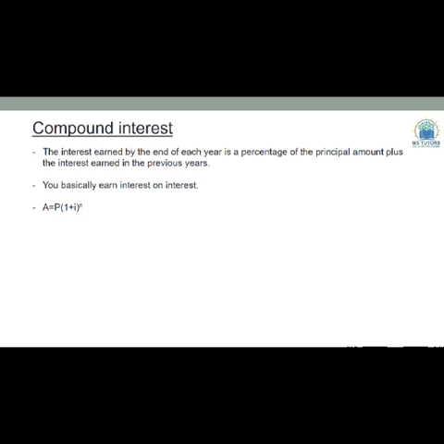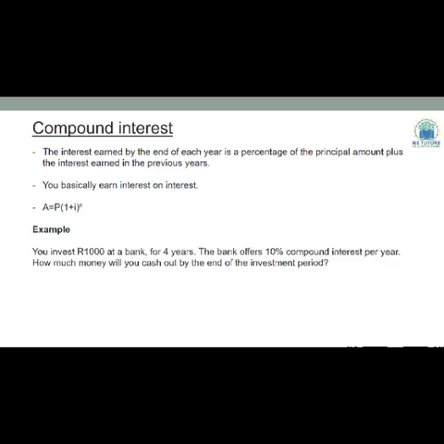Now, another example, which is similar to the previous example. You invest 1,000 rands at a bank for 4 years. Now, the bank offers 10% compound interest per year. How much money will you cash out by the end of the investment period? Right. Now, this is compound interest. Do not forget that. So, by the end of the first year, the accumulated value would be the principal amount multiplied by the compound interest, which was 10%.